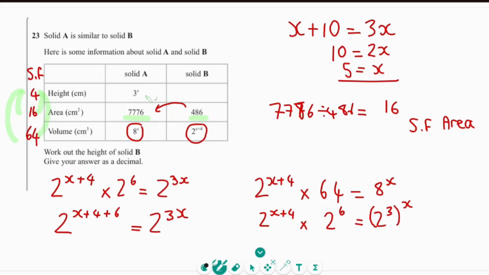So solid A is 3 to the power 5, which is 243. We know the scale factor is 4. 243 divided by 4, because we're going to the smaller solid B, 60.75 is the final answer.